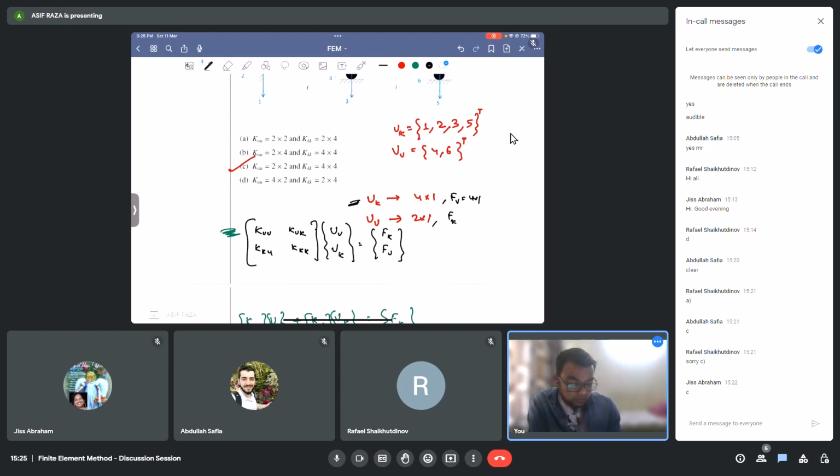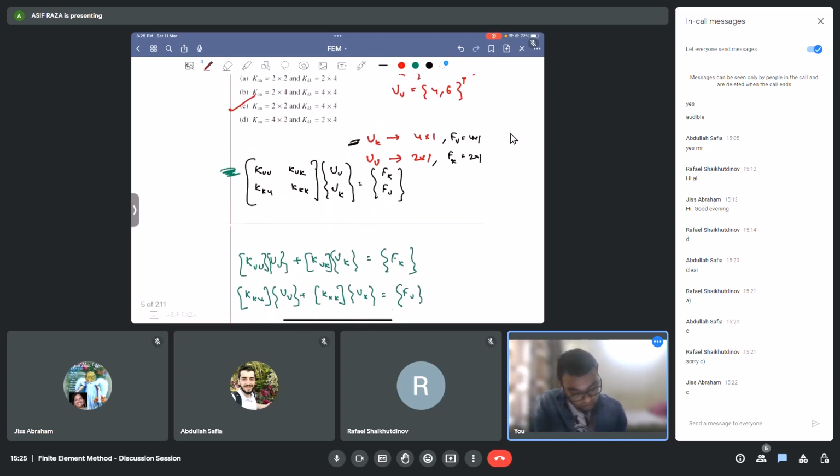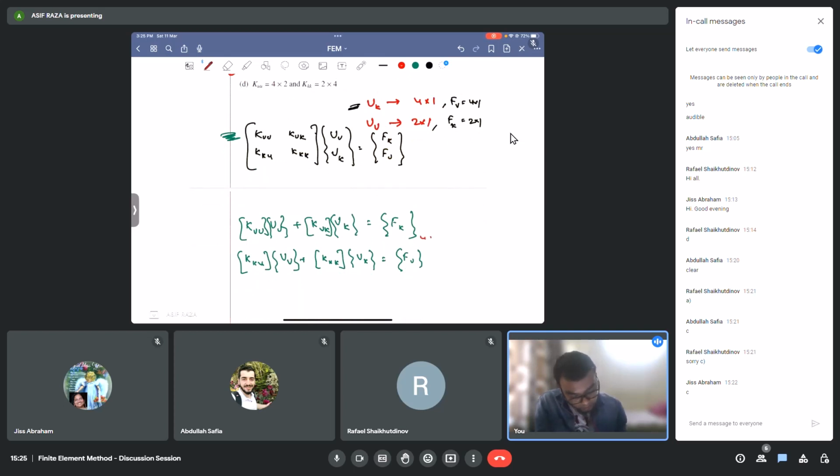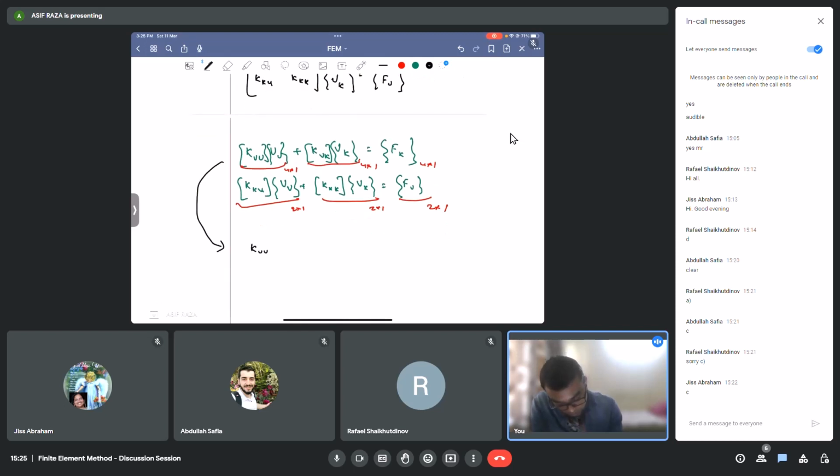would have the dimension of u_u, that will be like 2 by 1. So if I write the dimension, this is 4 by 1, this should also have 4 by 1, this also should have 4 by 1, this should be 2 by 1, 2 by 1, 2 by 1. Now let's see this. K_uu u_u. This result should be 4 by 1, right? And u_u has a dimension of 2 by 1.